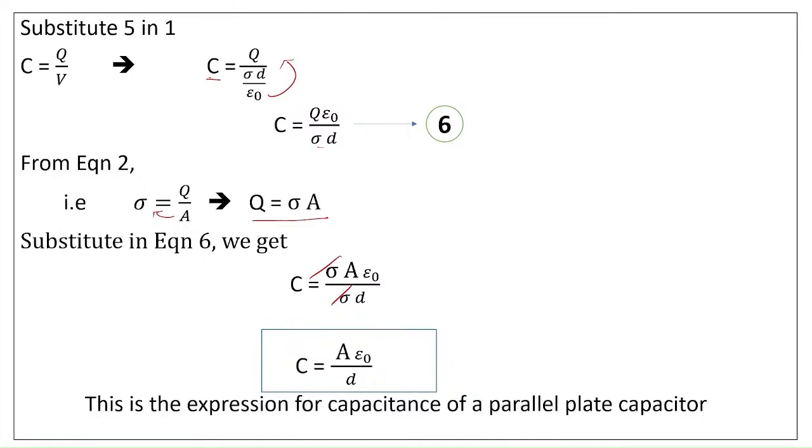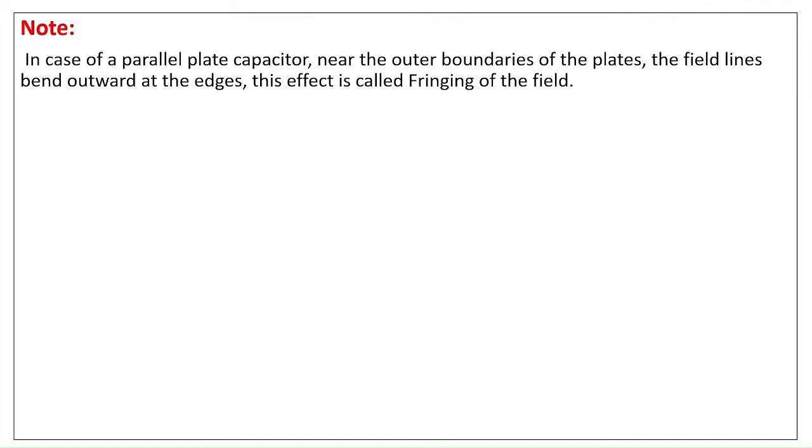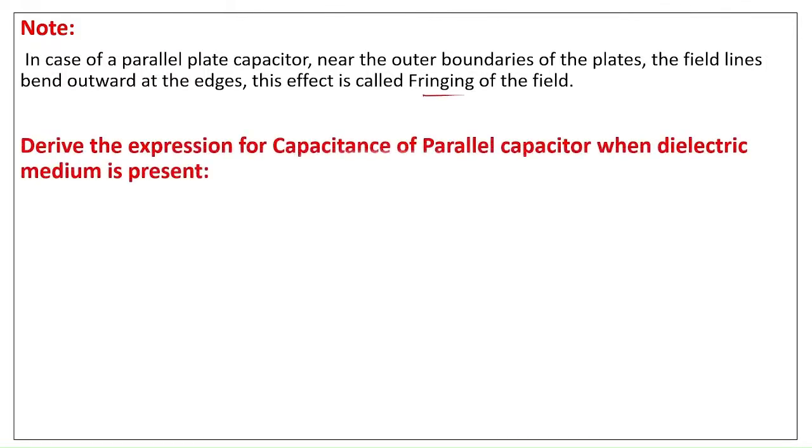This is the expression for capacitance of a parallel plate capacitor. Note: in case of a parallel plate capacitor, near the outer boundaries of the plates, the field lines bend outward at the edges. This effect is called fringing of the field.